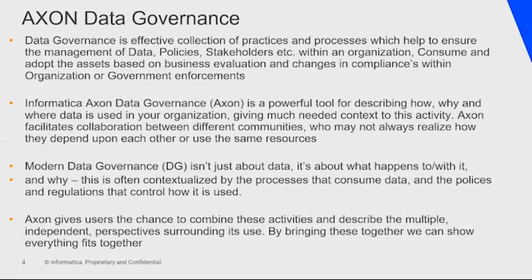Informatica data governance is a powerful tool to describe how and where data is used in the organization, and it will give much needed context to the activities being done within your data governance initiative. Axon facilitates collaboration between different communities who may not always realize how they depend upon each other and use the same resource. Axon gives users a chance to combine these activities and describe multiple independent perspectives surrounding its use. By bringing these together, we can show how everything fits together.